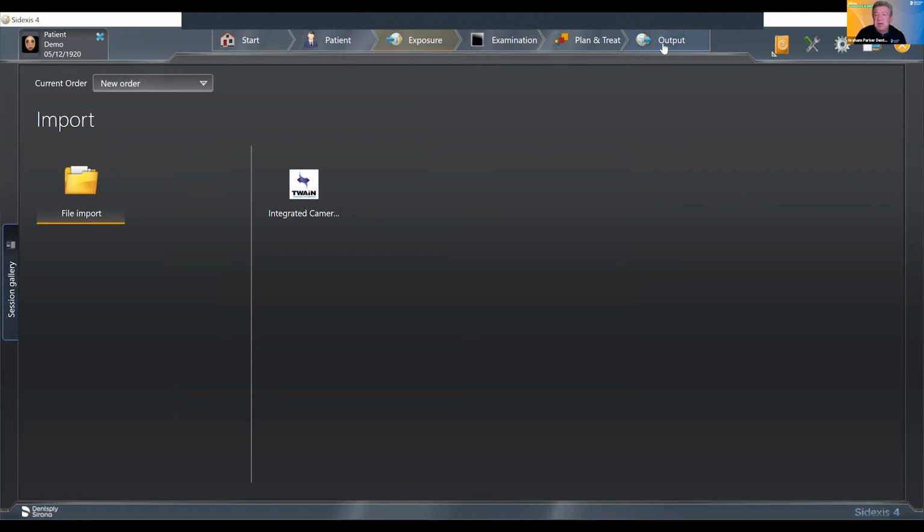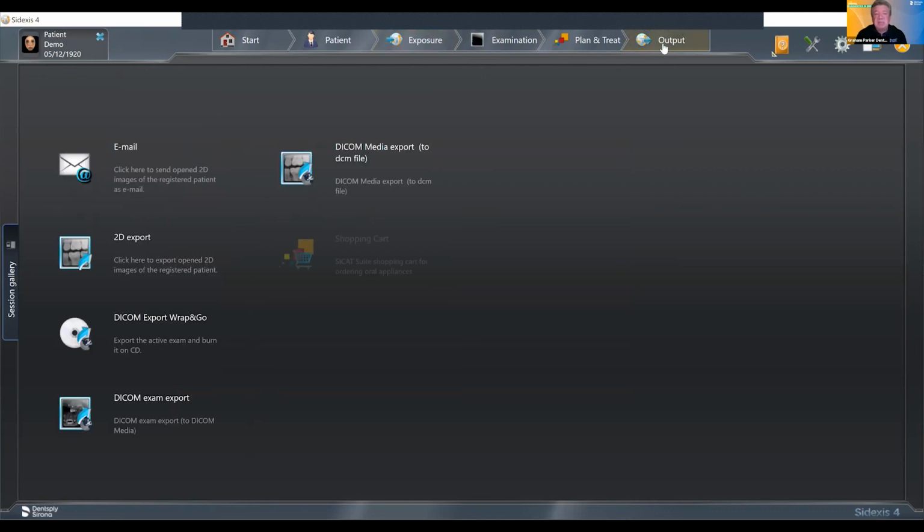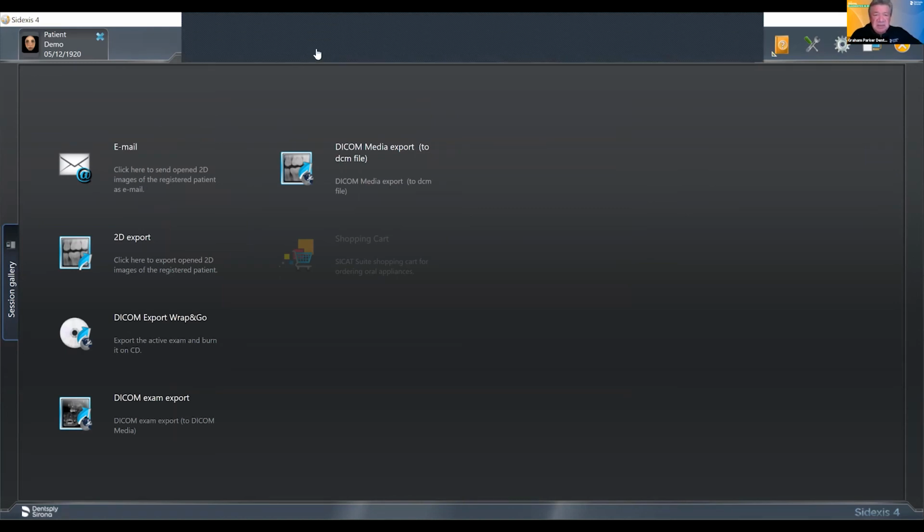And in terms of output, we can output a viewer file. So if you have a referring dentist who doesn't have a scanner or doesn't have the software, we can actually export one of these scans in a viewing format so they can do basic measurements, etc. Right, so we're going to have a look at some images now.